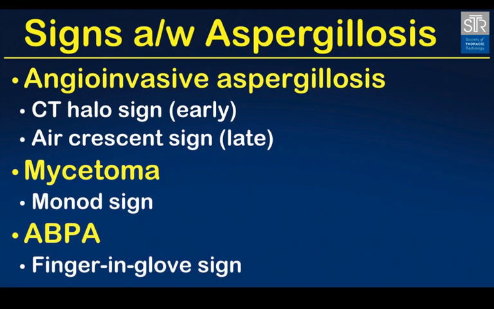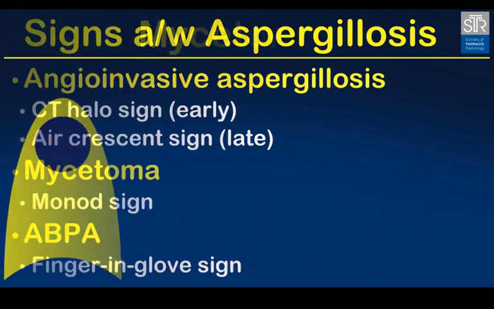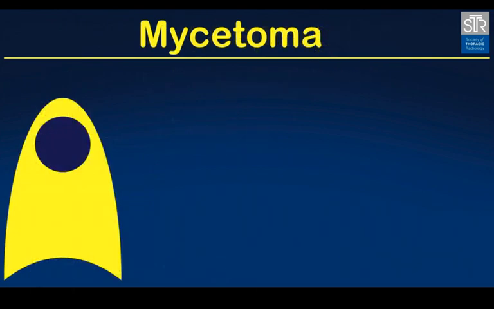And then, as we discussed earlier, in patients with allergic bronchopulmonary aspergillosis, you may see the characteristic finger-in-glove sign indicating large mucoid impactions. Because there is a fair amount of confusion between the crescent sign, which is sometimes seen in patients with mycetoma, and in patients with invasive aspergillosis, I just want to highlight and emphasize the differences.